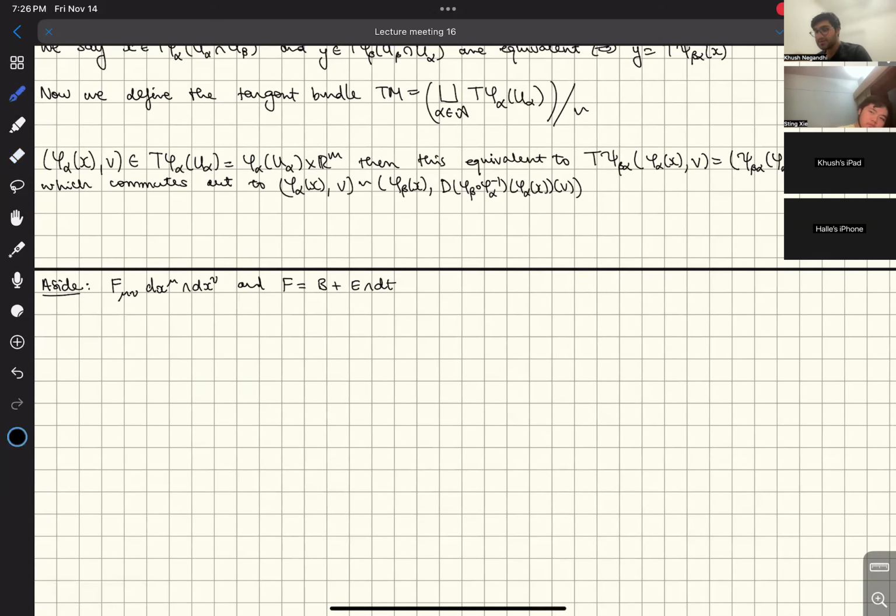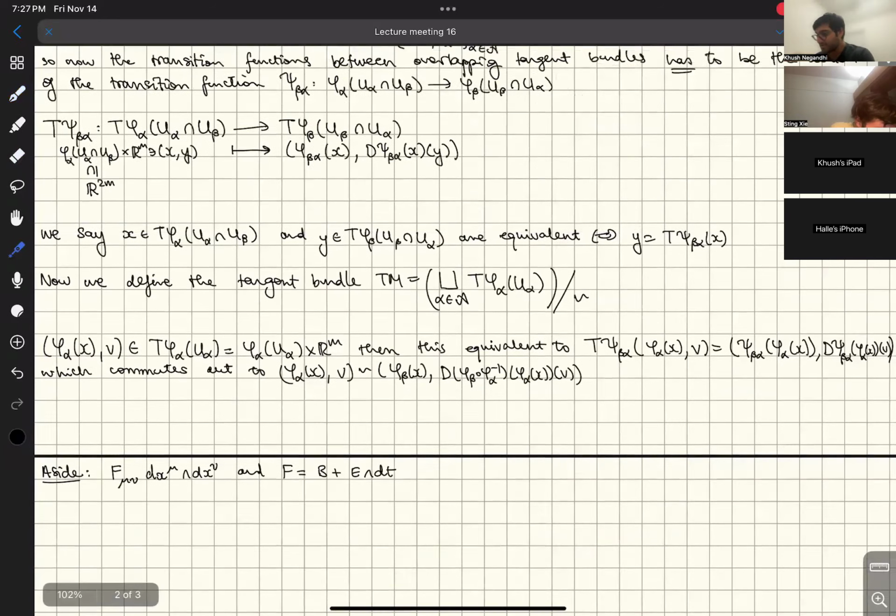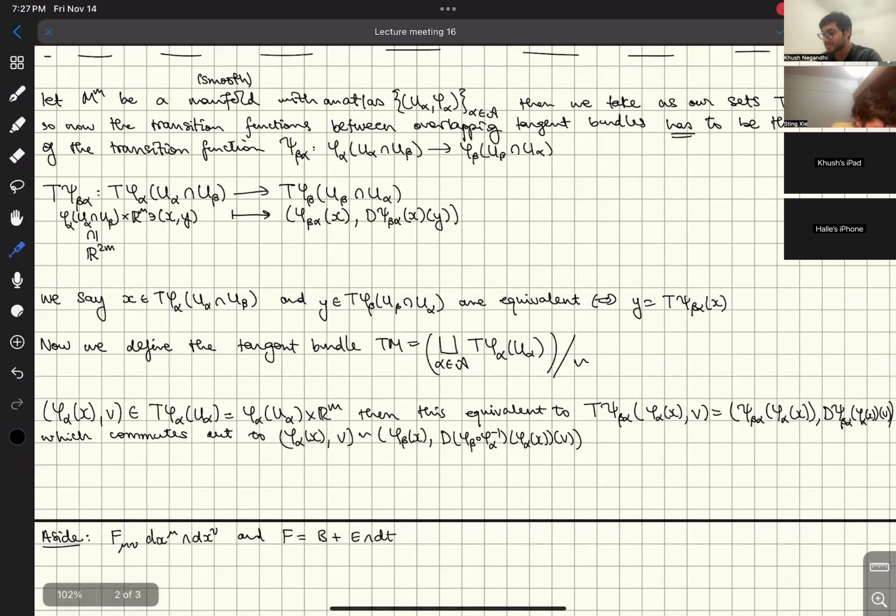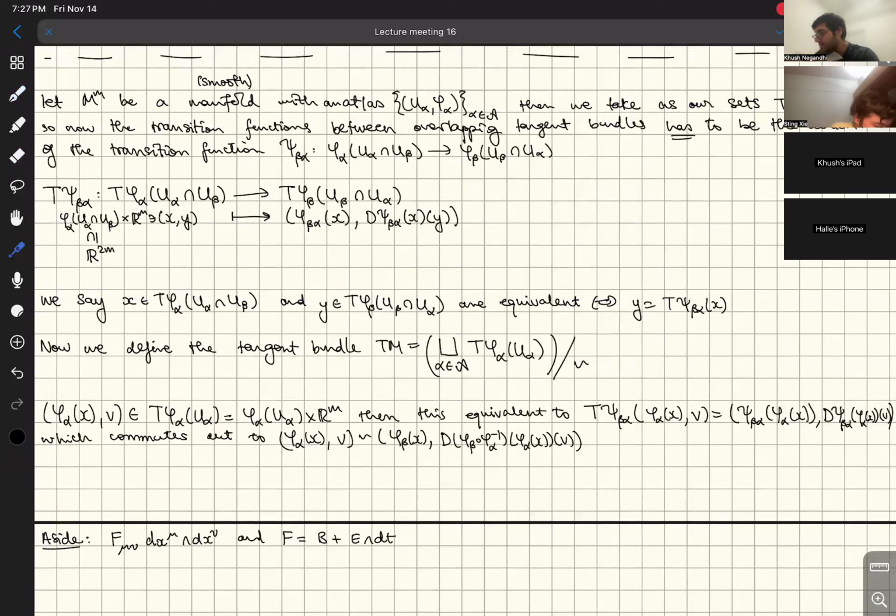I've jumped the gun. I need to define a vector bundle before I can define tangent bundles. That's why I laid out things the way I did. Okay, so now with all this, let's look at what properties the collection of sets and the transition functions have that allowed us to define this equivalence relation in the first place.